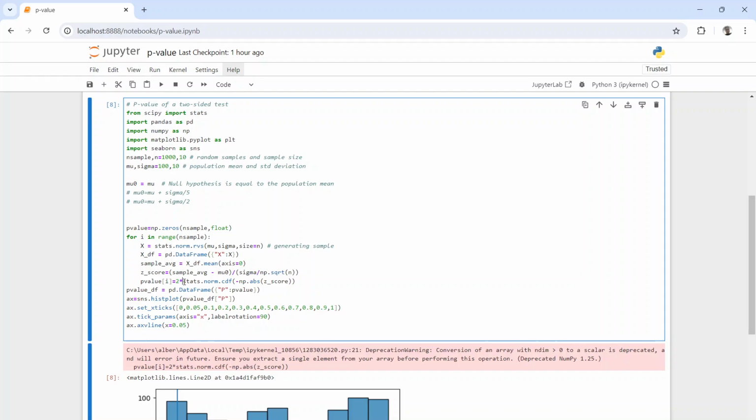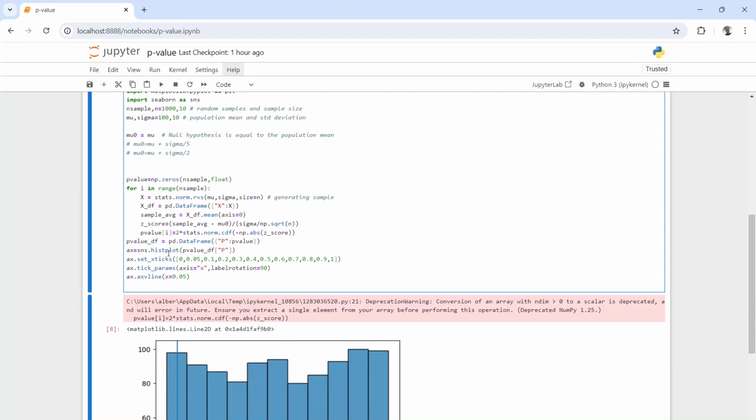So basically, stats.norm.cdf gives the cumulative distribution function of the standard normal distribution, and then multiplying by 2 accounts for both tails of the distribution, that is, for a two-sided test. And here we convert the p-value array into a pandas data frame to make it easier to plot. And then these lines are for plotting the histogram.